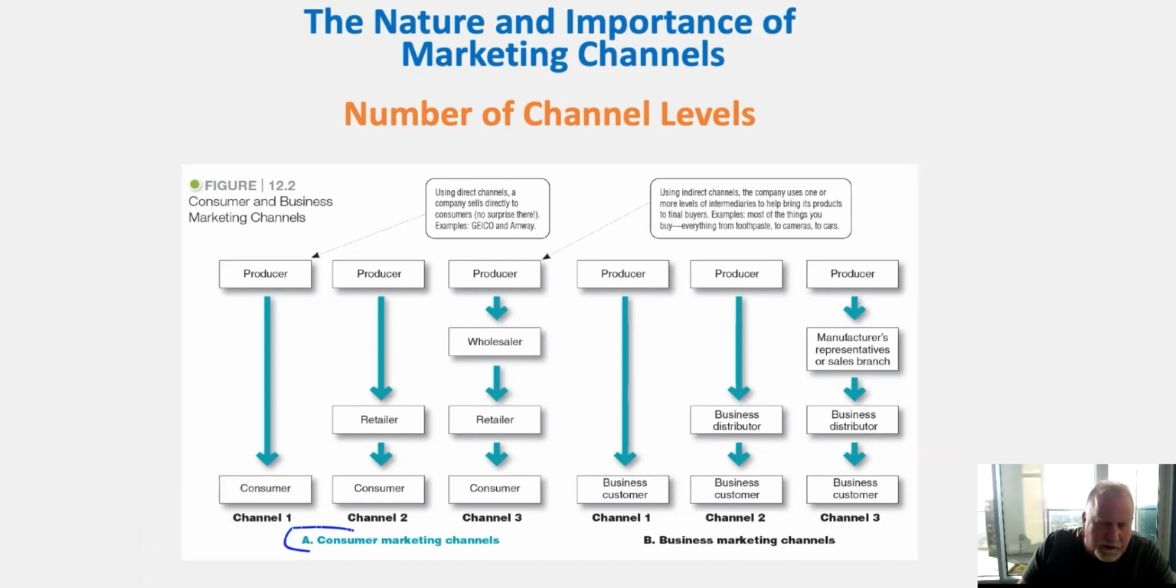So you see here consumer marketing channels. Here are business marketing channels. This is where a business end user ends up consuming our product or using it. I'll give you an example for both of these. What we see is there are intermediaries that take place between the producer and the consumer in both of these situations. So we have situations where the producer produces the product and they sell it directly to the consumer.